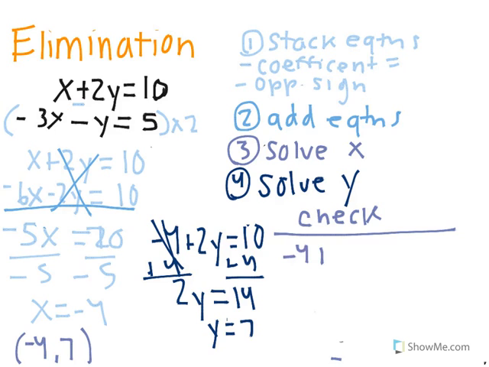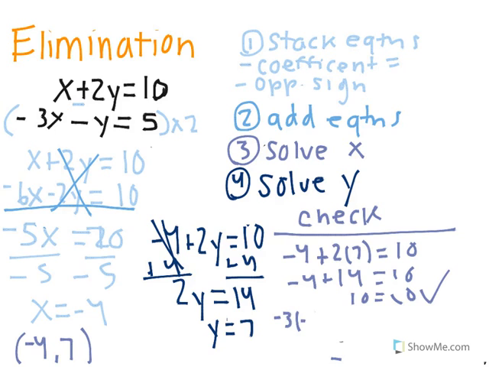So negative 4 plus 2 times 7 is equal to 10. So negative 4 plus 14 is equal to 10. So that's 10 equals 10. That top one's good. Check. Let's check the bottom one. Negative 3 times negative 4 minus 7 is equal to 5. So that's going to be positive 12 minus 7 equals 5. 5 is equal to 5. Woo! And that's good. So we know our answer is the coordinate negative 4 comma 7.